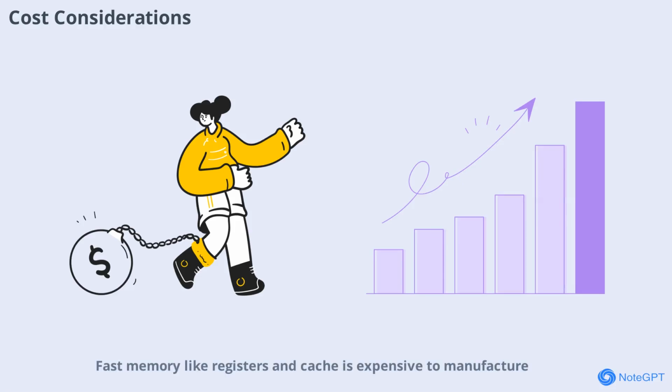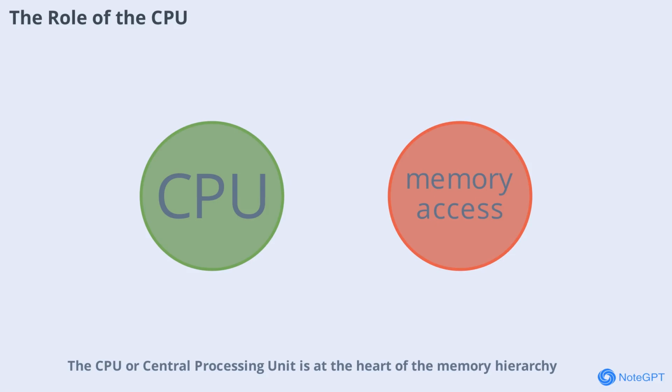Cost is another crucial factor in the memory hierarchy. Fast memory like registers and cache is expensive to manufacture, which is why it's only used in small amounts. As you move down the hierarchy, memory becomes cheaper per byte, allowing for larger capacities. This cost-performance balance is why computers use a mix of different memory types, each serving a specific role in the system.